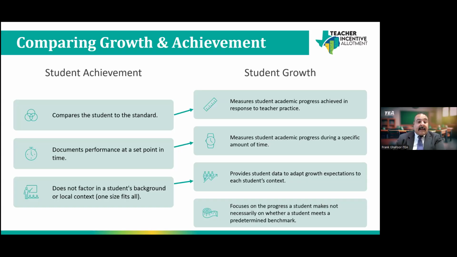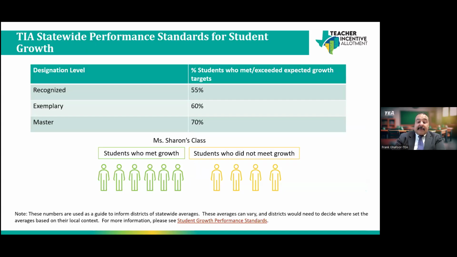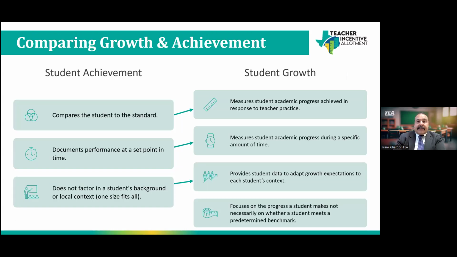With student achievement, it does not factor in the student's background. It really is a one size fits all standard. But when we look at student growth, it provides student data so that we're able to adapt our growth expectations to each student's context. And then, of course, student growth really focuses on the progress a student makes and not necessarily on whether that student meets a predetermined benchmark.